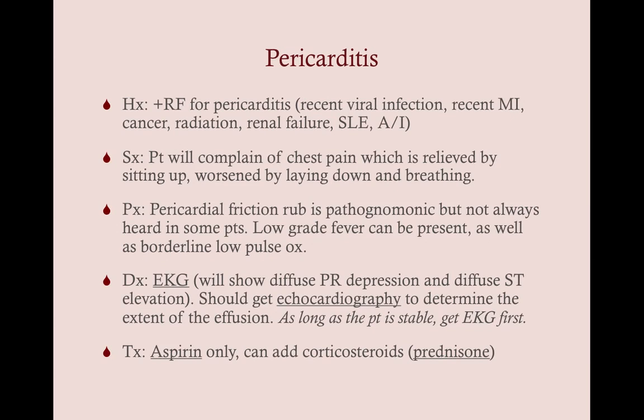So the history in pericarditis patients, positive risk factors for pericarditis: a recent viral infection, usually we don't know about that though, recent MI, cancer, radiation, renal failure, SLE, autoimmune disease. The renal failure is a big one. That's just because of the azotemia, and that's it. The azotemia causes inflammation and irritation of the pericardium. Symptoms are chest pain, which is relieved by sitting up, worsened by laying down and breathing.